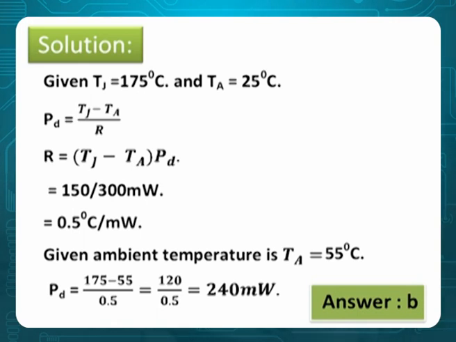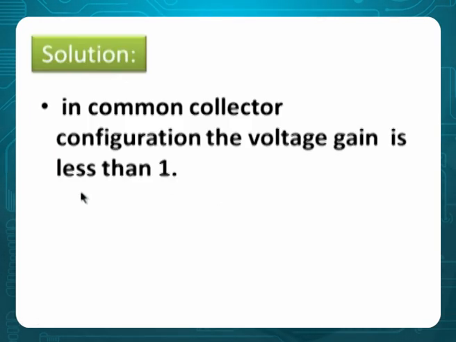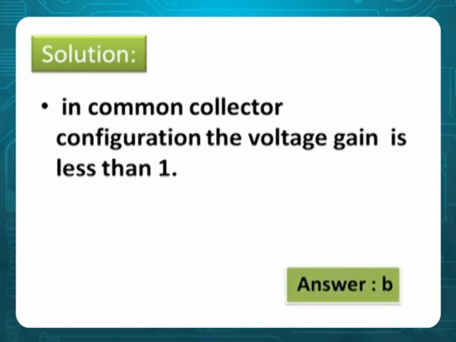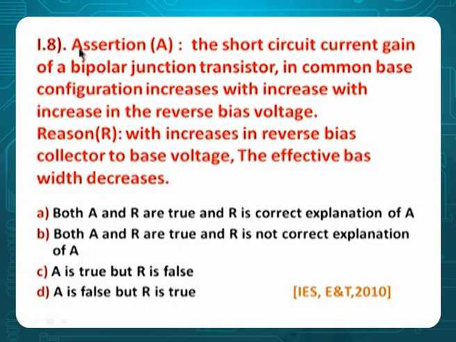The option is B. Let's go to problem number 7. In a common collector amplifier, the voltage gain is constant, less than 1, varies with input voltage, varies with output voltage. It's again a triple E question. Yes. Answer is less than or equal to 1 because we already gave it in the concept. Therefore, option is B.